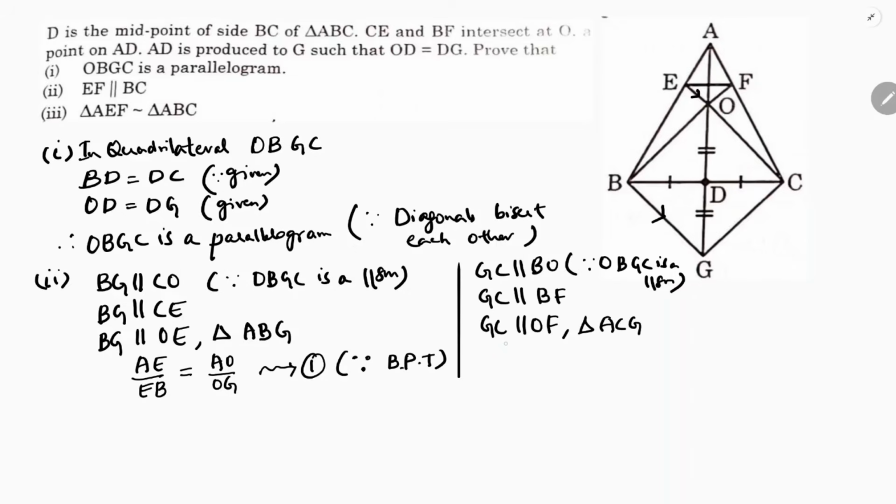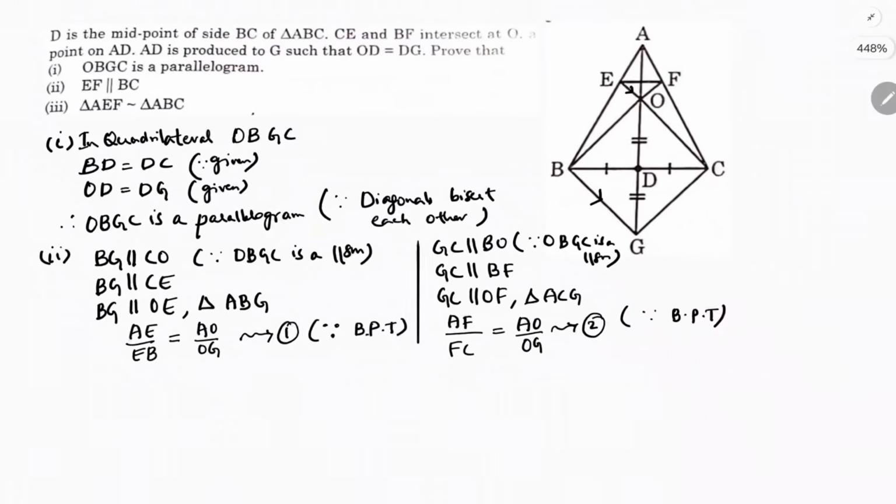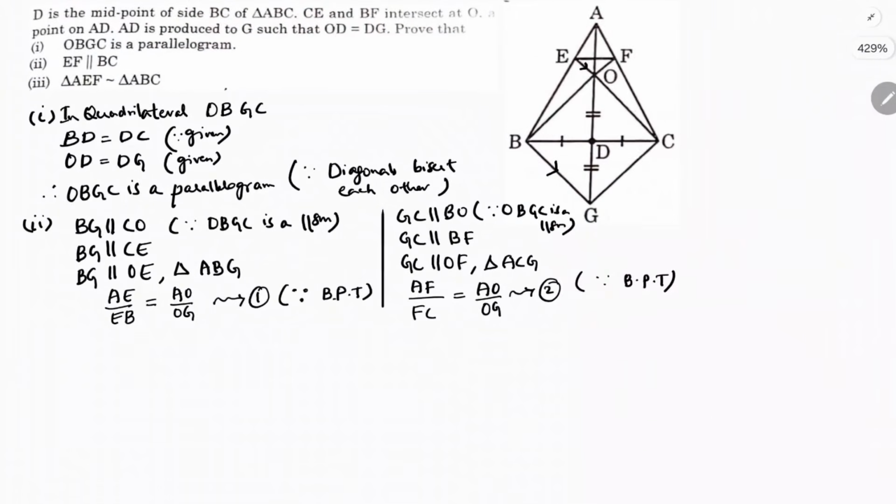Now, in that, the sides are proportional. Very clearly, here I'll get AF by FC equals AO by OG. This is equation 2, with the help of BPT, the basic proportionality theorem. Now from equation 1 and equation 2, if you observe, AO by OG is common.